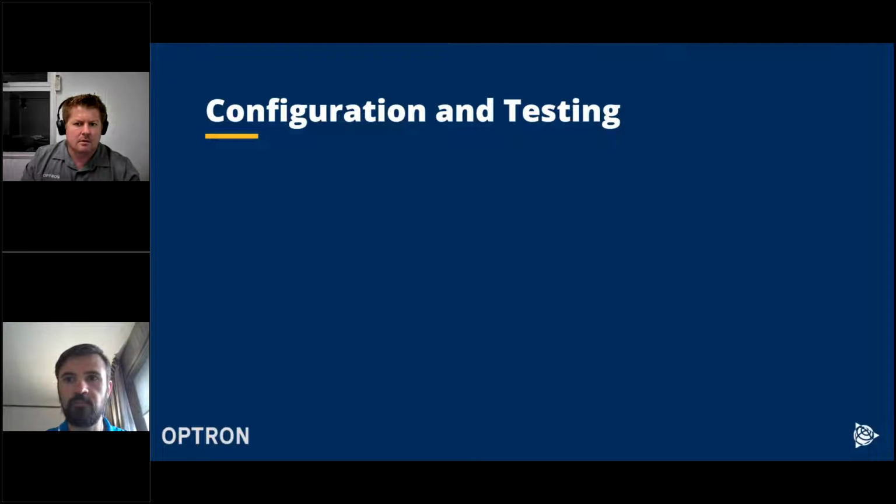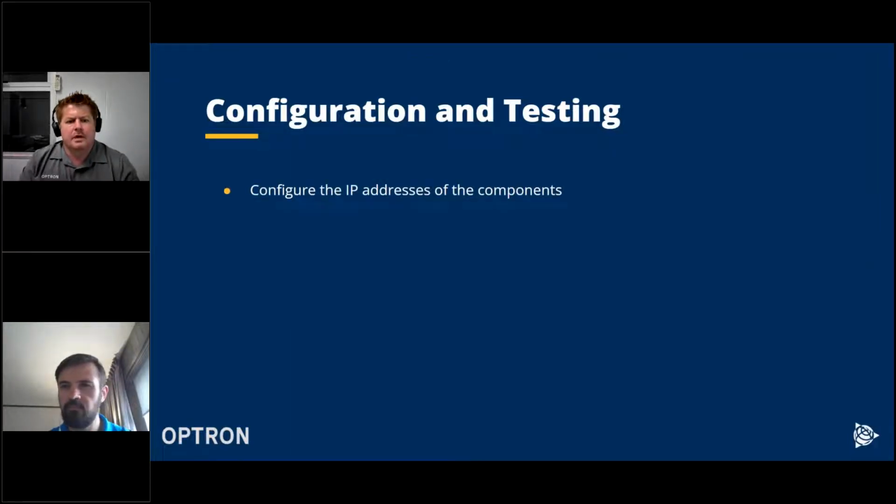Okay, so configuration and testing. First thing we'll do is configure the IP addresses of all the components. Sometimes this is something that we'll even do in the pre-implementation stage, where we'll ask the customer beforehand, we need, let's say, four IP addresses per station, and they will provide it to us, and we can actually configure it here in the workshop already. So once we get to site, that's all ready to go.